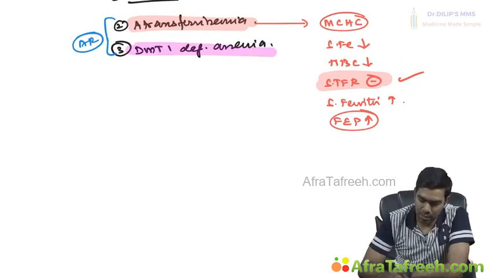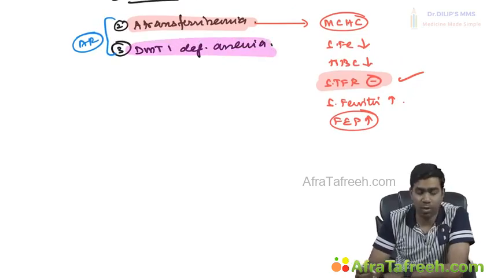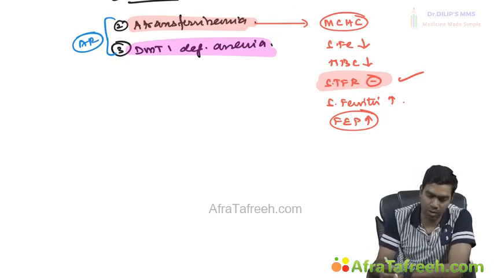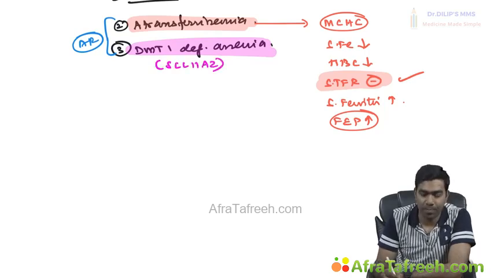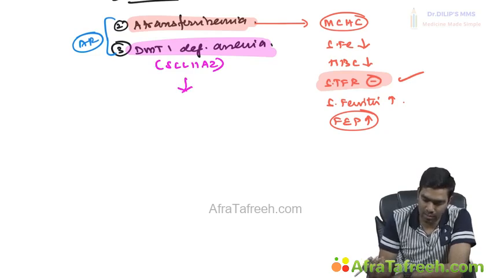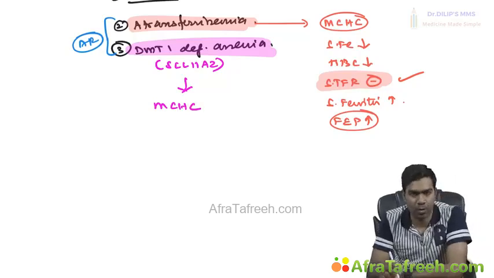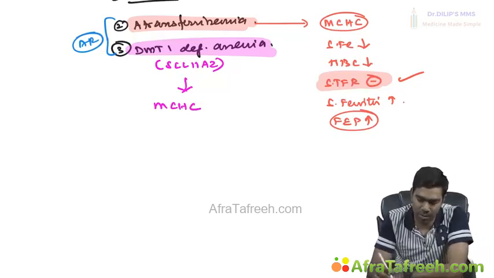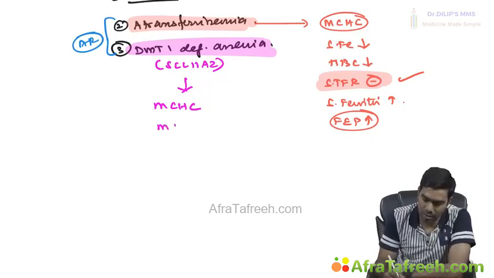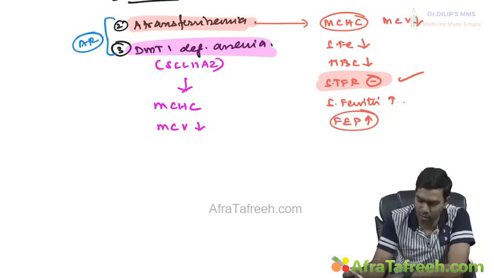Then you come to DMT1 deficiency anemia, which is more mind-boggling because we don't really know what's happening, even though it's an autosomal recessive disorder. And the mutations, if they ask you, it is due to something called SLC11A2 mutations. Then what are the findings? You're going to again see a microcytic anemia, and your MCV will be very low, and for that matter here also the MCV will be very low. I'm not going to differentiate.